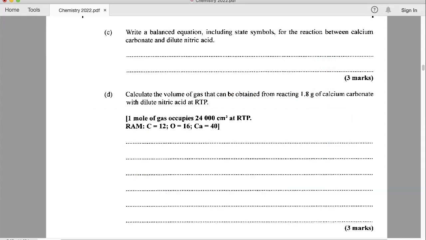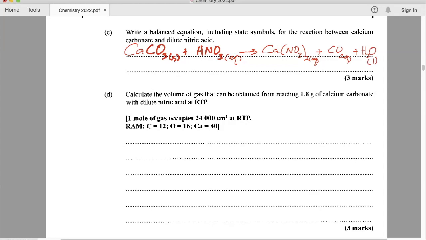Okay, part C, write a balanced equation including state symbols for the reaction between calcium carbonate and the dilute nitric acid. Okay, we get a mark for having the correct state symbols, so that's very important. So this is what we have. Calcium carbonate, CaCO3 solid plus HNO3 aqueous, it's an acid. All nitrates are soluble, Ca(NO3)2 aqueous plus CO2 gas plus H2O, which is a liquid.